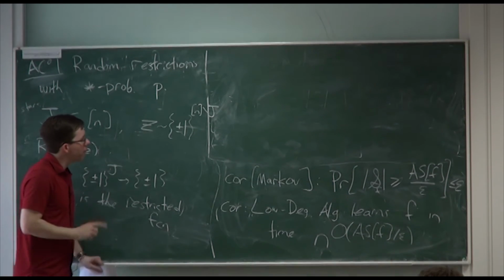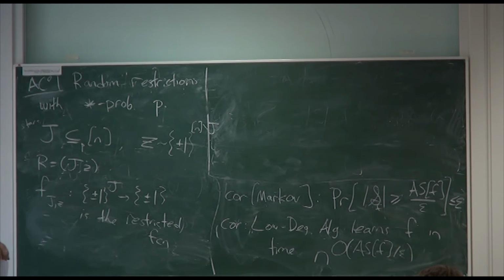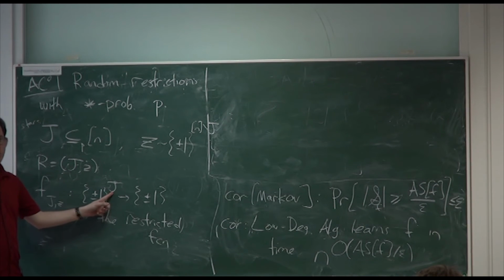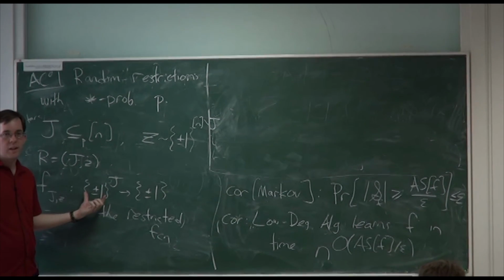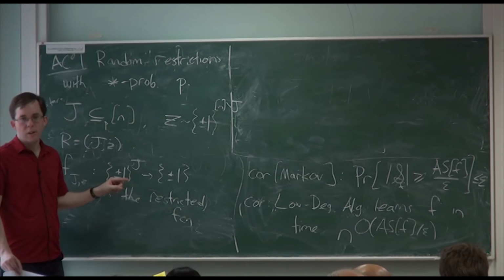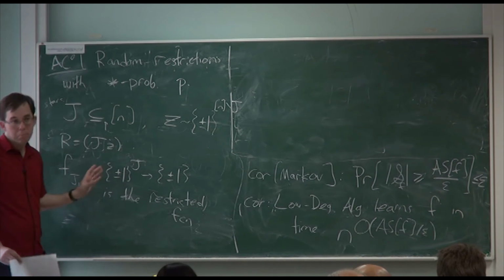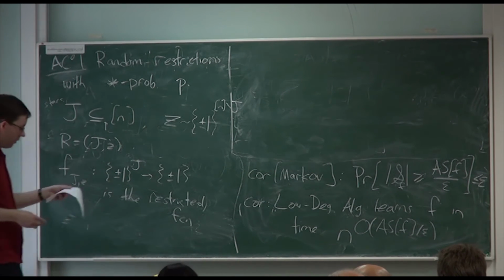Okay, and one more thing, let me say this. We usually think of F, the restricted function, as just being a function of the J coordinates, the star coordinates. Sometimes, though, I will also think about it as a function that's still of N coordinates that just happens to not depend on the coordinates outside of J. Sort of just notation.